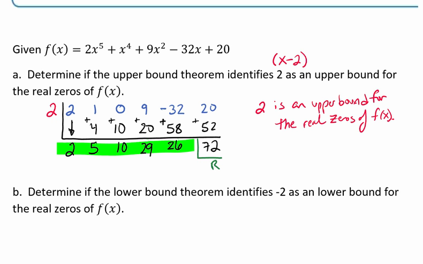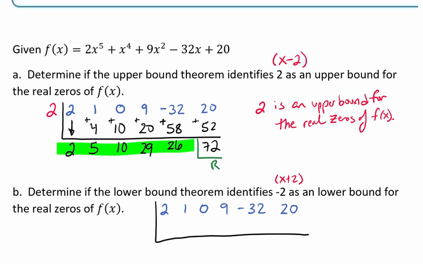So now let's do it with a lower bound. Here we're trying to see if negative 2 is a lower bound. Again, as a factor, that would give us x plus 2. So we're going to plug in those same numbers, except this time we're using a negative 2 here. Bring down our 2, we'll multiply, negative 4, add it. 1 plus negative 4 is a negative 3. Negative 2 times negative 3 is a 6. We'll add those. Negative 2 times 6 is a negative 12. That gives us a negative 3 when we add those.